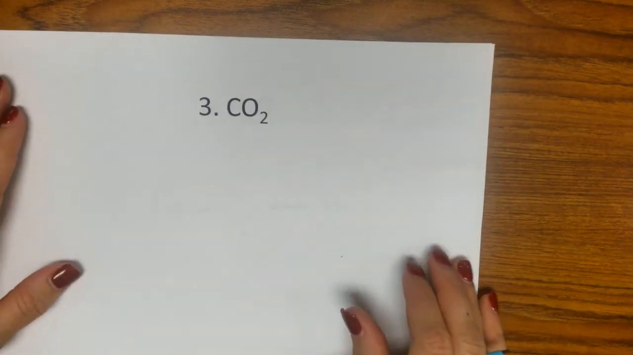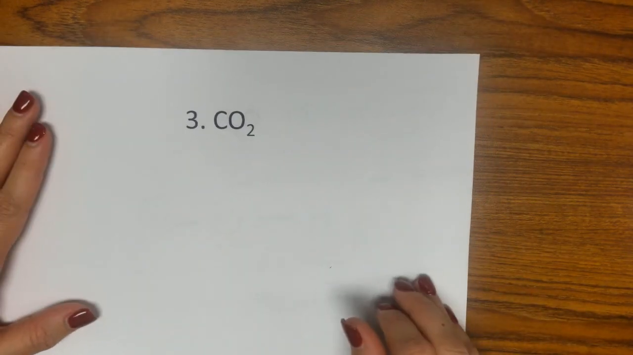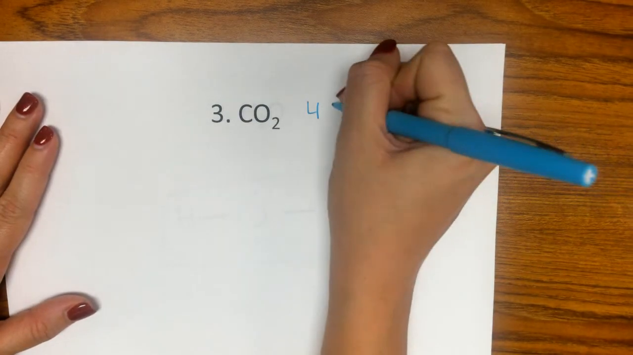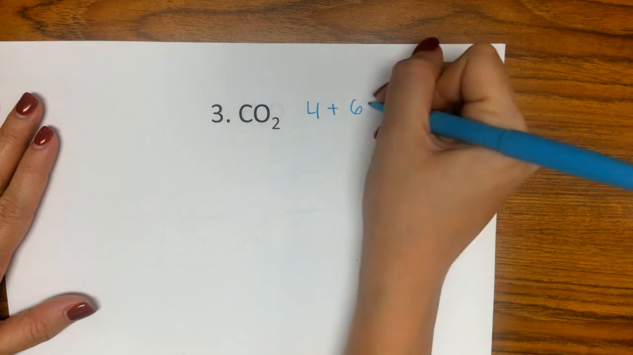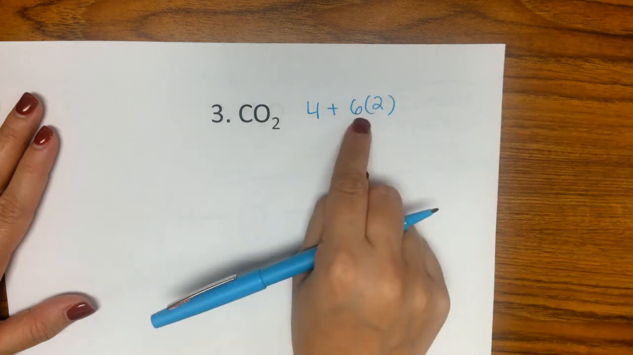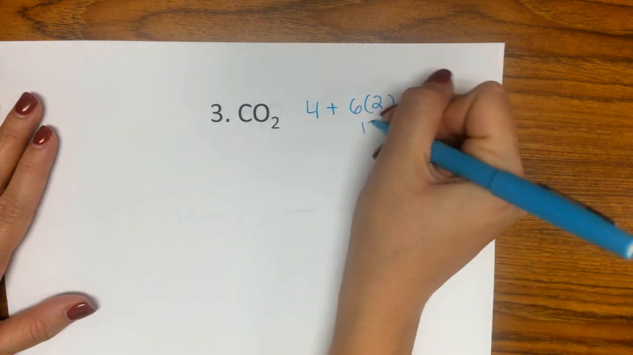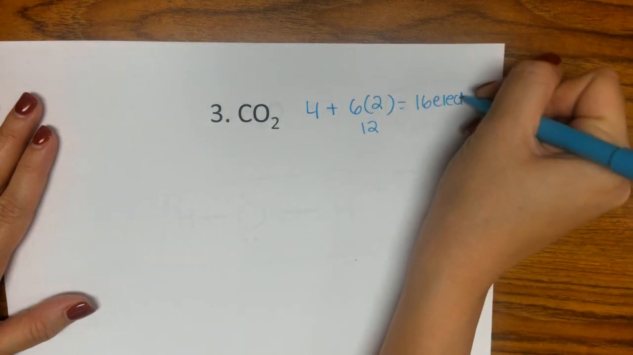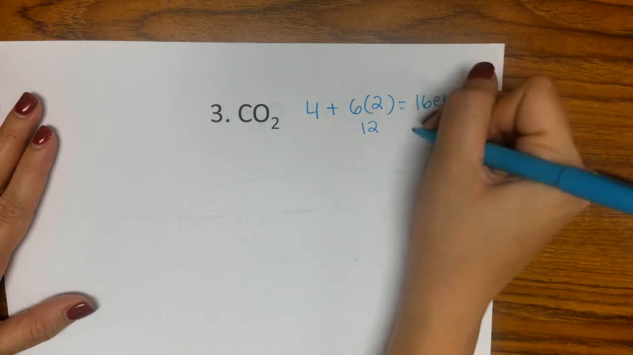CO2, carbon dioxide. Step 1, count valence electrons. Carbon has 4, plus oxygen has 6, and there are 2 oxygens. 6 times 2 is 12, 4 plus 12 is 16. So 16 electrons or 8 pairs.